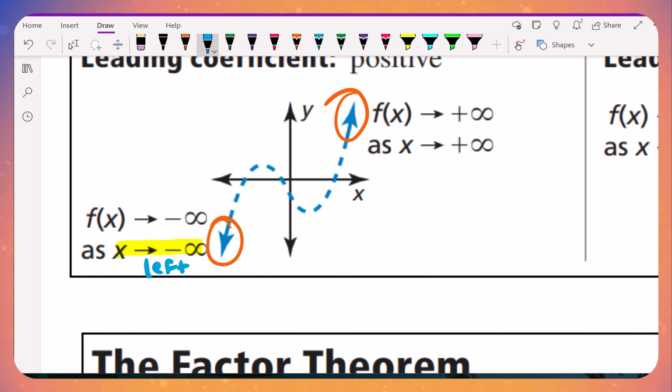So as this function travels to the left, what it does is it also goes down. So when it says f of x, it means your y values are going to go down, which is negative infinity. Same thing over here on the right. It says as x approaches positive infinity, that means that it is going to the right. And as this goes to the right, it also goes up. So it's going to reflect with that positive infinity.